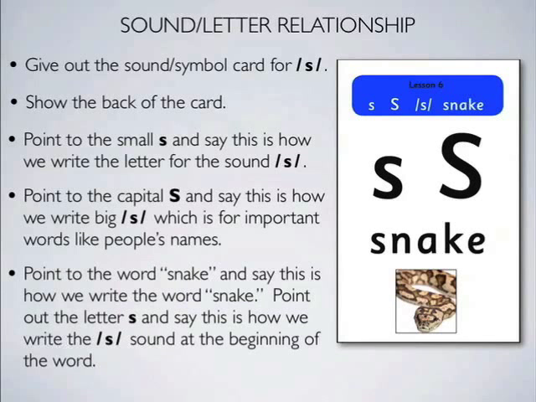Point to the capital S and say, this is how we write big S, which is for important words like people's names. Point to the word snake and say, this is how we write the word snake. Point out the letter S and say, this is how we write the S sound at the beginning of the word.